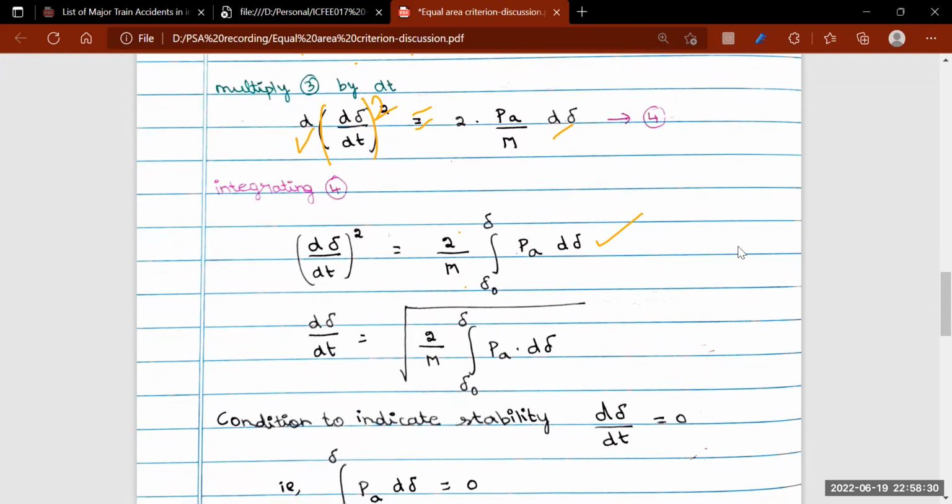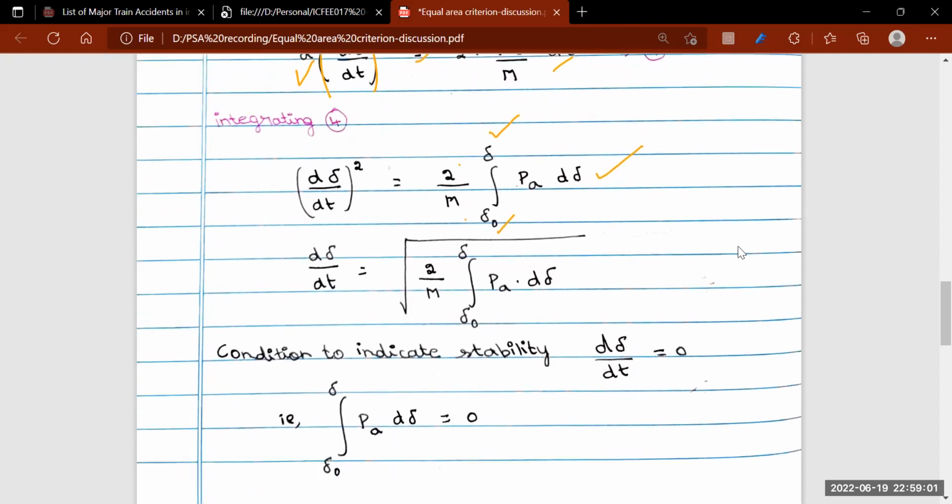dδ, I have to take the limit as δ naught to δ, where δ naught is the initial load angle, the angle between the two voltages, the electrical voltage between the infinite bus voltage and the incoming bus voltage. So integral from δ naught to δ of PA multiplied by dδ. And if you remove the square on the left hand side, the right hand side is the square root of 2 by M times the integral from δ naught to δ of PA dδ.